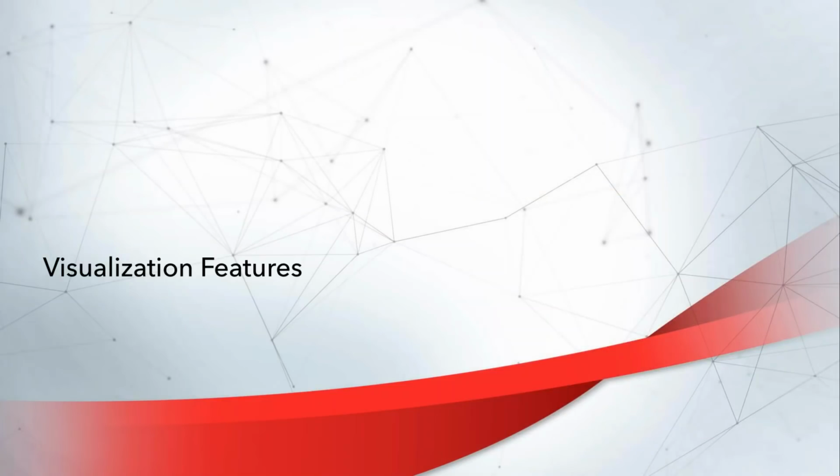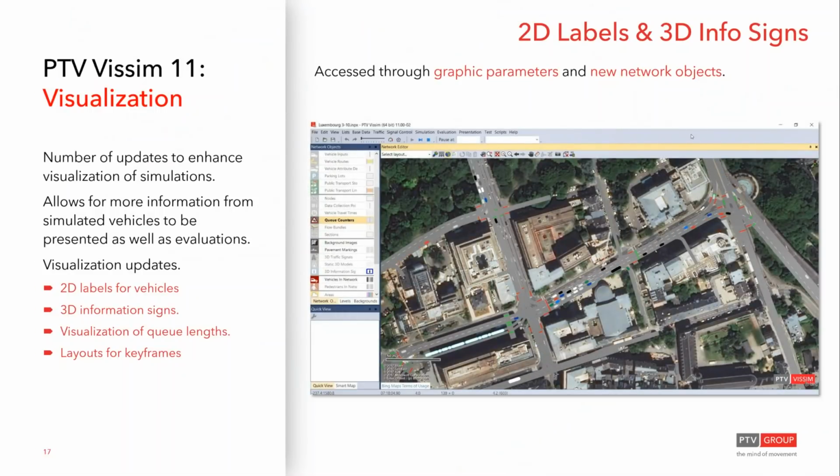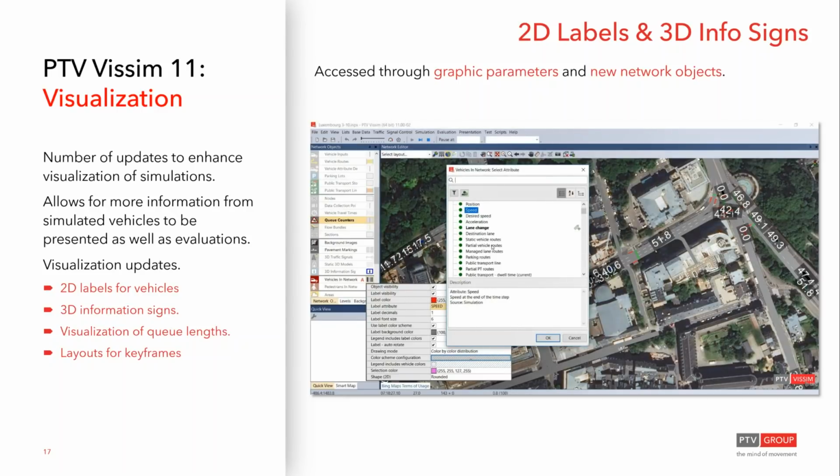Okay, now I'd like to run through some visualization features. We've been working quite hard to improve visualizations within Vissim. One of the features that we've implemented is that we have 2D labels on vehicles now. So here, when we tick label visibility, you can see here I'm showing vehicle speed, but we can change potentially to lots of different attributes.